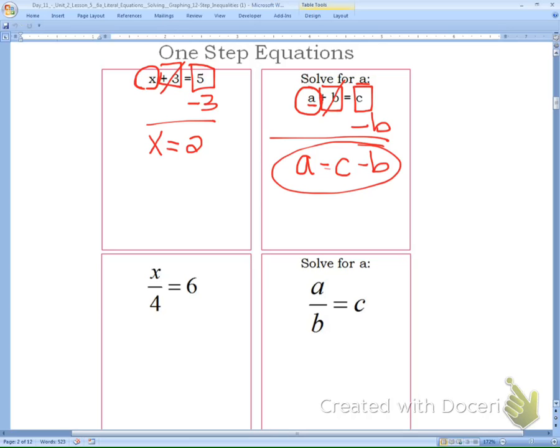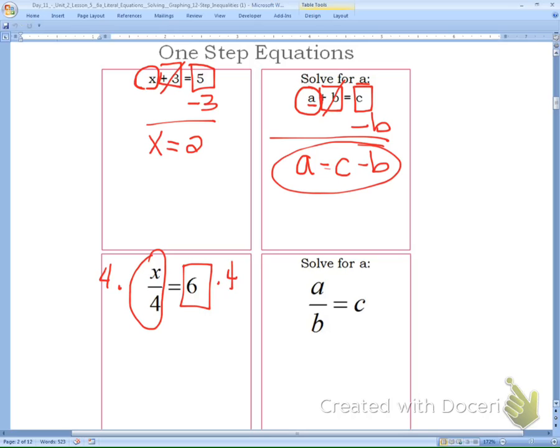Right, in our next example, we have x over 4 is equal to 6. Look, this is our variable term, here's our constant. So our 4 is a coefficient of x. It's under it, so what do we have to do to move it? We have to move it up and multiply, don't we? Because the opposite of division is multiplication.